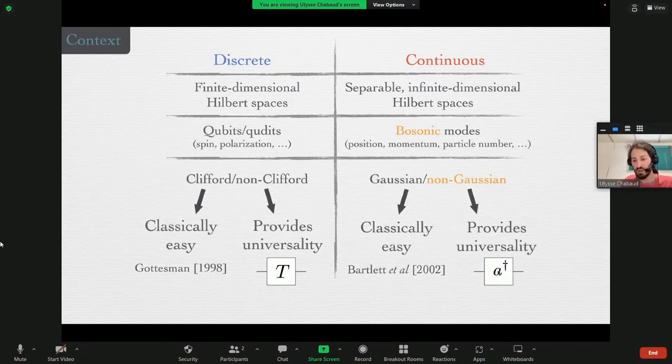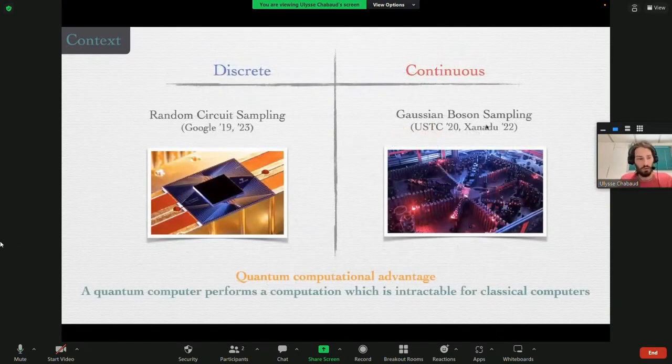This is one example of a non-Gaussian operation, the so-called photon addition, an application of the creation operator, and it does provide universality in this setting. So these two models are pretty well motivated from a quantum computational perspective. In the discrete variable setting, we have examples of computational models that are capable of quantum advantage, or at least they claim they can demonstrate quantum advantage.